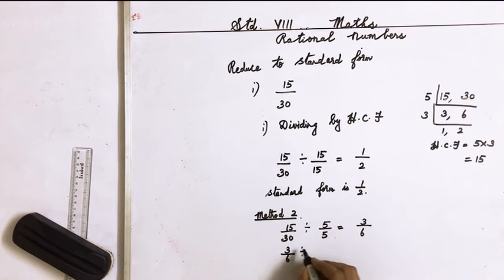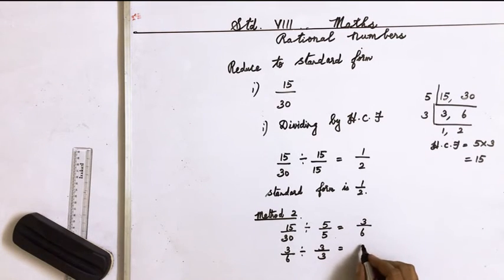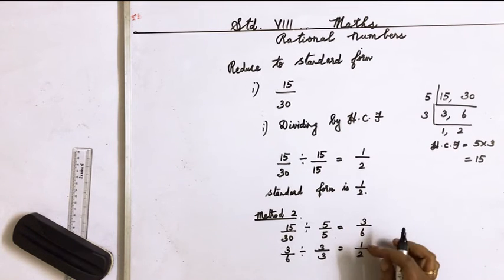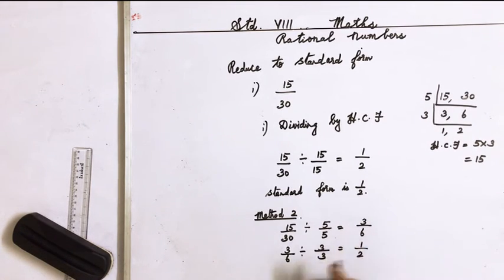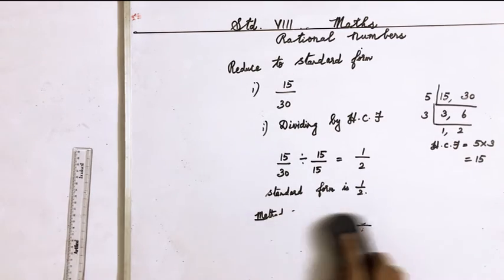3 by 6 divided by 3 by 3. How many 3s are 3? 1 3 is 3. How many 3s are 6? 2 3s are 6. Now check the common factor of 1 and 2, that is numerator and denominator, is 1. That means the standard form is 1 by 2. So 1 by 2 is in standard form. We can do one more example.